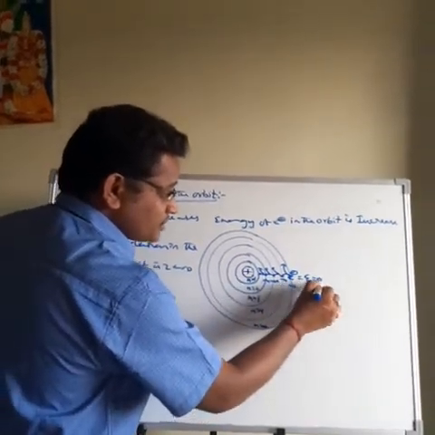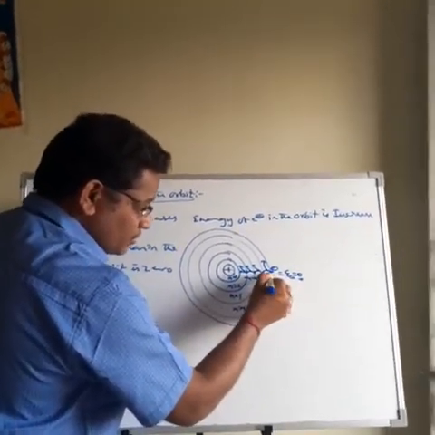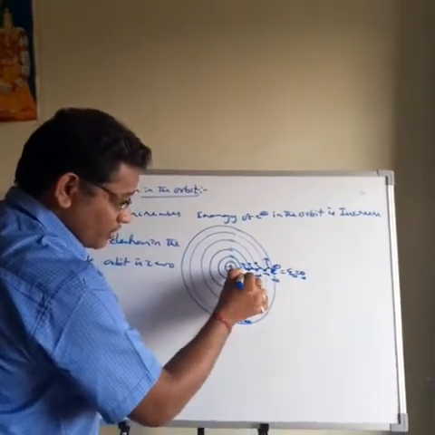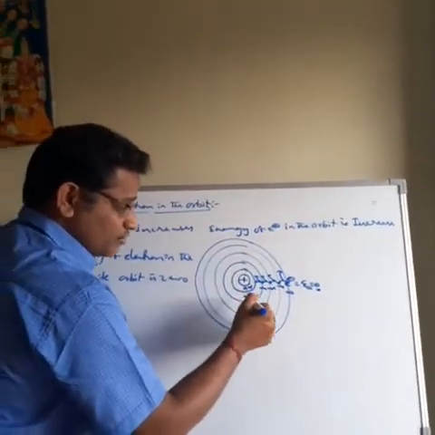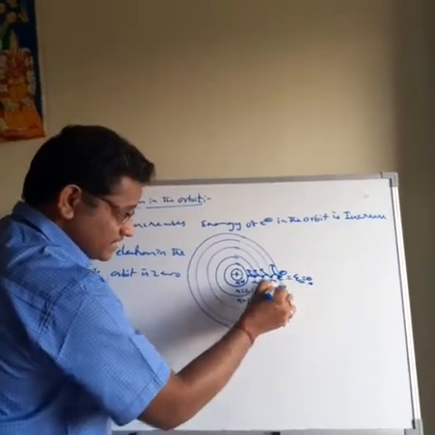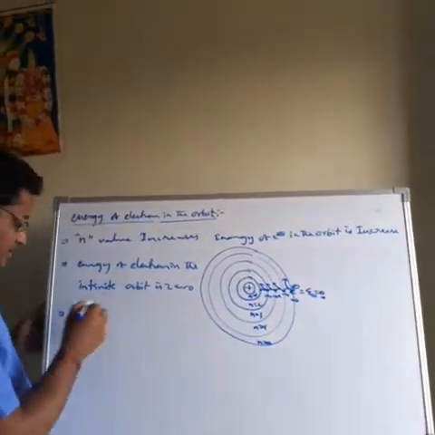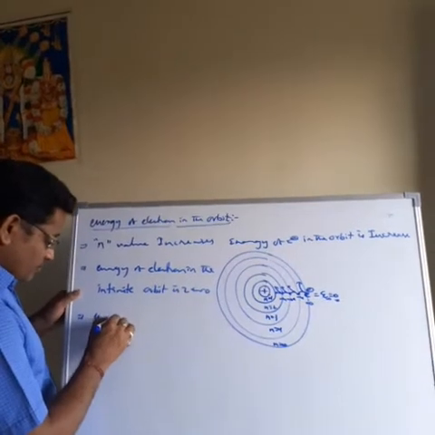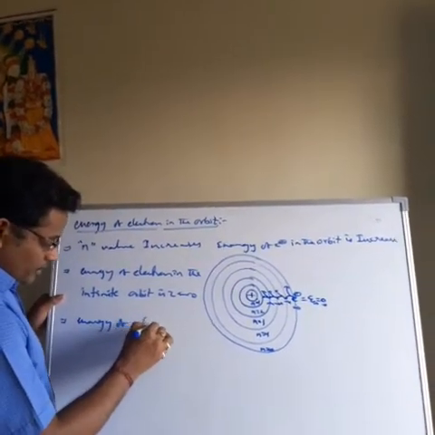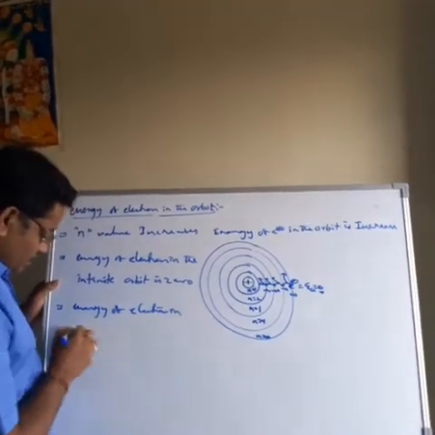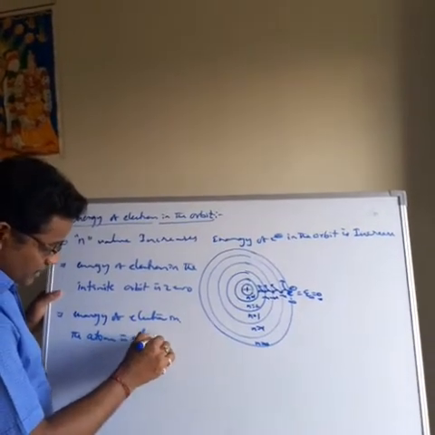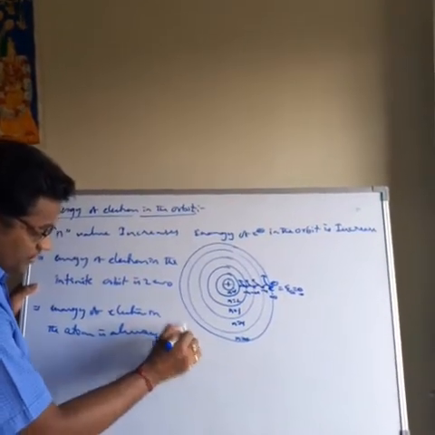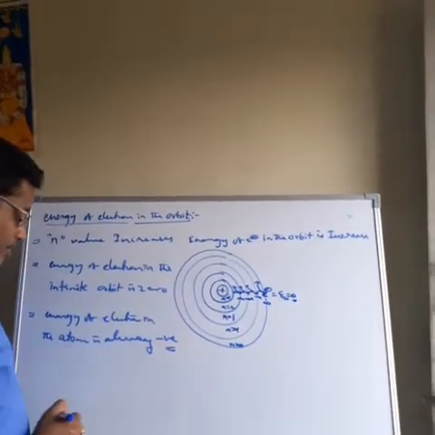So at infinity distance its energy is 0. But whenever the electron jumps from a higher orbit to a lower orbit, the electron releases a certain amount of energy. So due to this reason, the total energy of the electron is decreased to a negative value. That's why the energy of an electron in the atom is always negative. So that is an important point.